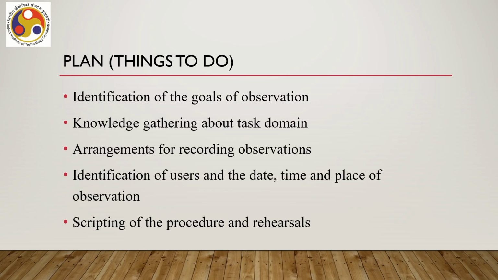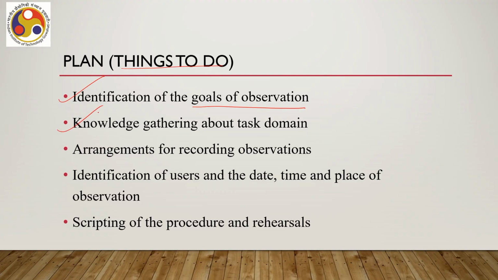So, in the plan stage, what are the things to do typically? Plan, as the name suggests, means planning the activities. So, we first start with identification of the goals of observation, what we are trying to observe. That needs to be first identified, otherwise if we directly reach into the workplace and try to start observing, then we will be confused what to actually observe. So, first you plan for what exactly we are trying to observe.